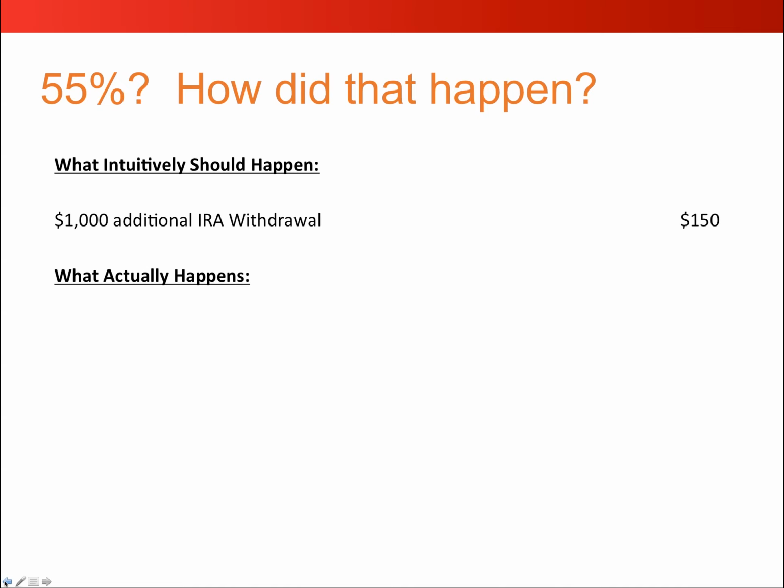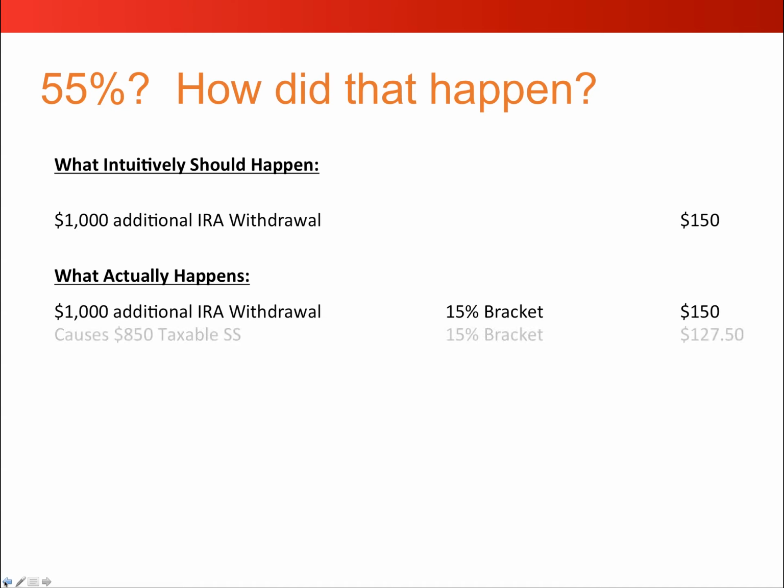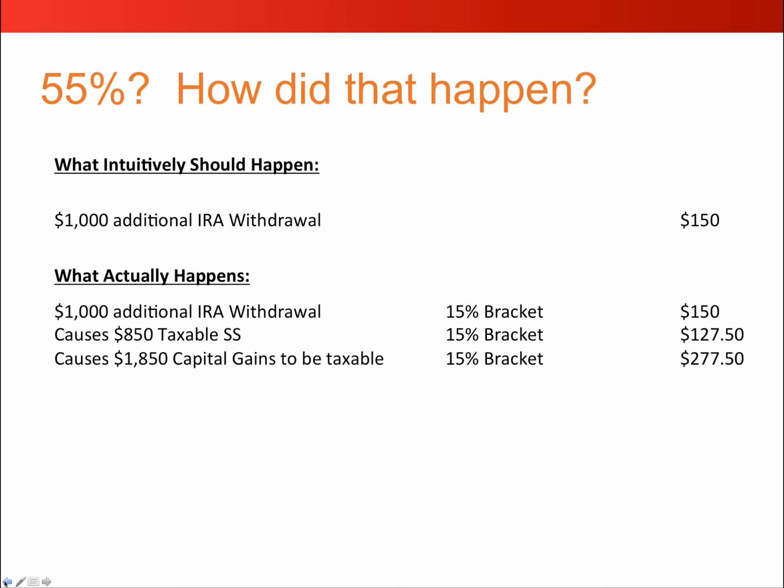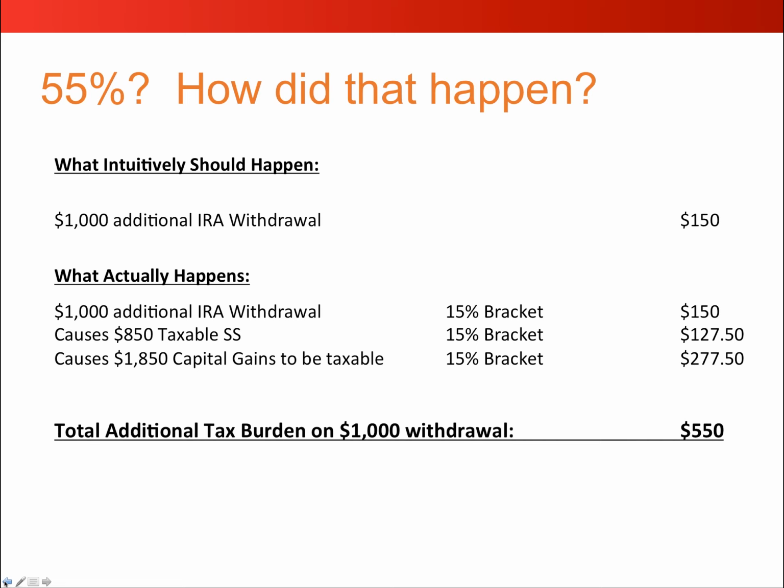So intuitively, here's what actually happens. They withdraw $1,000 from their IRA, so it's taxed at 15% or $150. That caused $850 of Social Security benefits to become taxable, adding $127.50 to the bill. Then together, that caused $1,850 of the capital gains that would have been at zero to become taxable. Thus, the $277.50 all added together equals $550 or 55% tax.